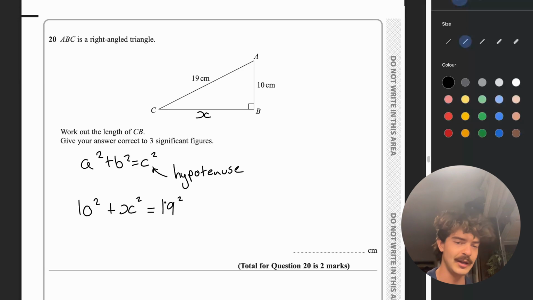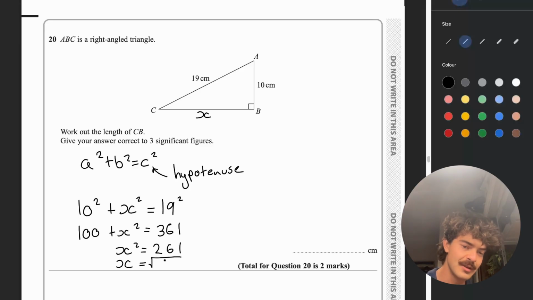Let's fill this all in. Why not? Let's do it now. So we get 100 plus x squared is equal to 19 squared, surprisingly large, 361. Now to solve for x, we're going to take away the 100. X squared is equal to 261. And x is therefore equal to the square root of 261. Give your answer to three significant figures. So we're going to just put that into our calculator and see what it gives us. Okay, there it is. So significant figures, there's no zeros at the start, so we're going to include the 1/6, and then we've got 0.15, right? That 5 is going to push it up to 16.2.